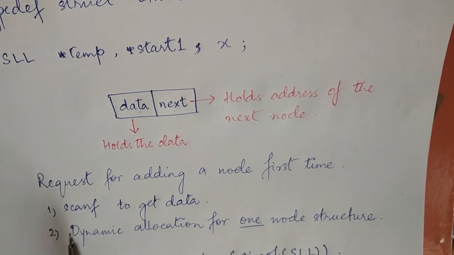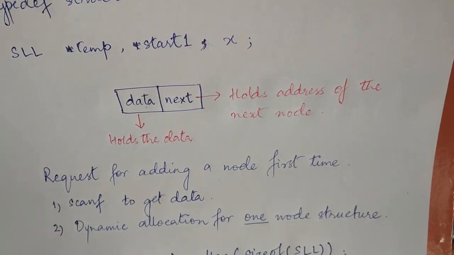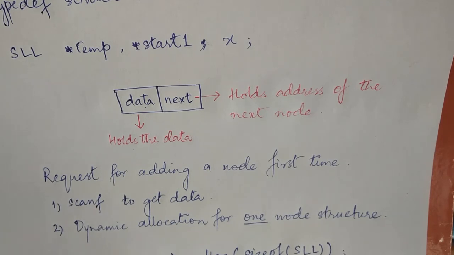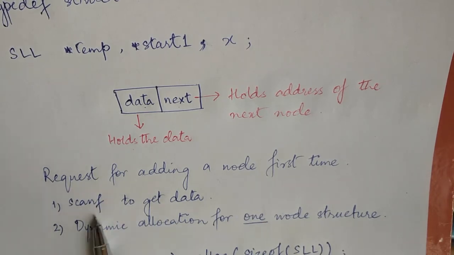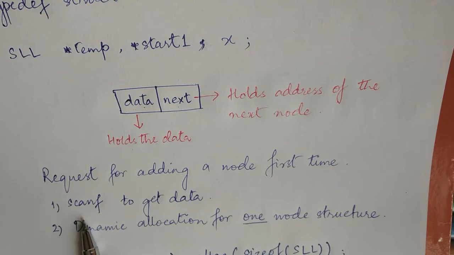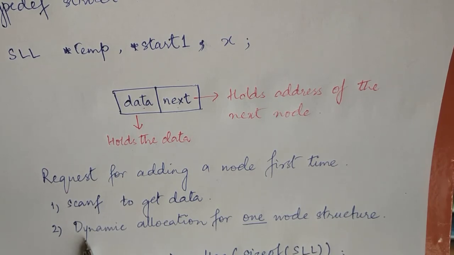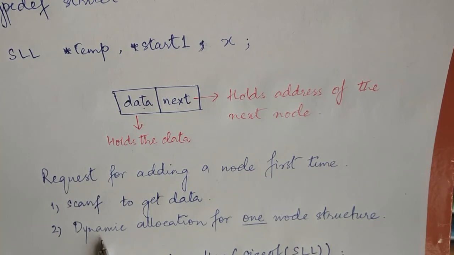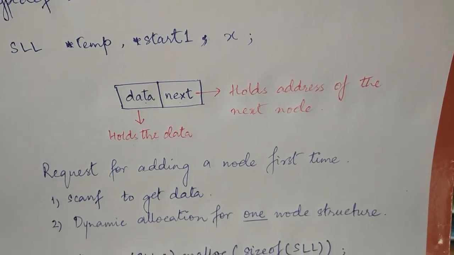Let's say we have to add a node, the first node in the linked list. So how do we do that? To add a node, we actually need data for the node. So we'll use a scanf statement in our program to get the data. And let's say I got that. After that, I just have a start pointer. What I'll do is I have to allocate memory for one node, because that is the request that has come to me. So I'll use dynamic memory allocation for one node. And how do I do that?